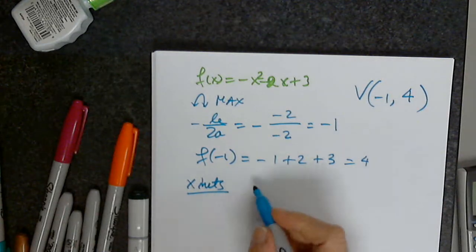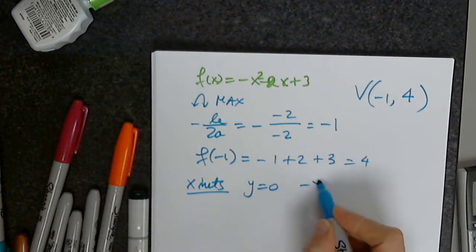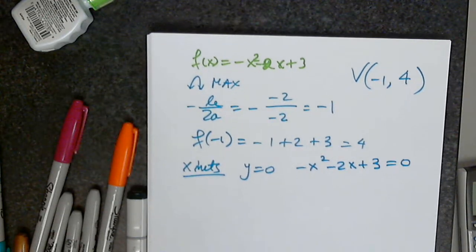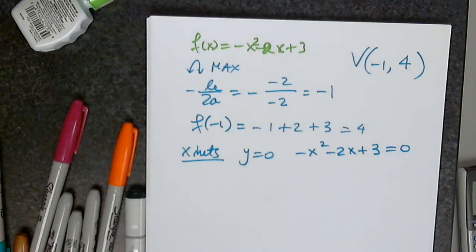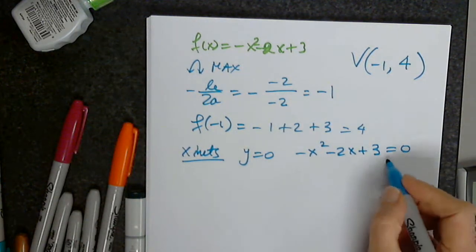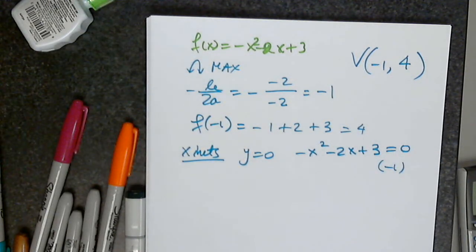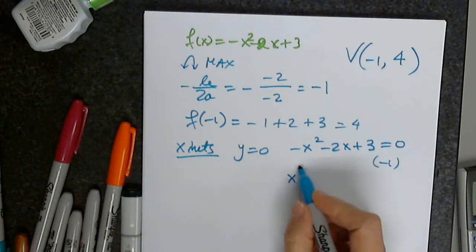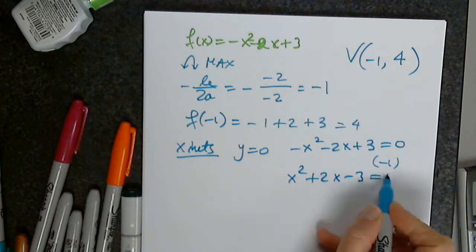Okay? So the x-intercepts are when y is 0. Negative x squared minus 2x plus 3 equals 0. I saw some of you use the quadratic formula with the negative leading coefficient. It's risky. It's fine, but it's risky, so be careful on that. I will never do that myself, but it's acceptable, but it's risky. Be careful. So x squared plus 2x minus 3 equals 0.